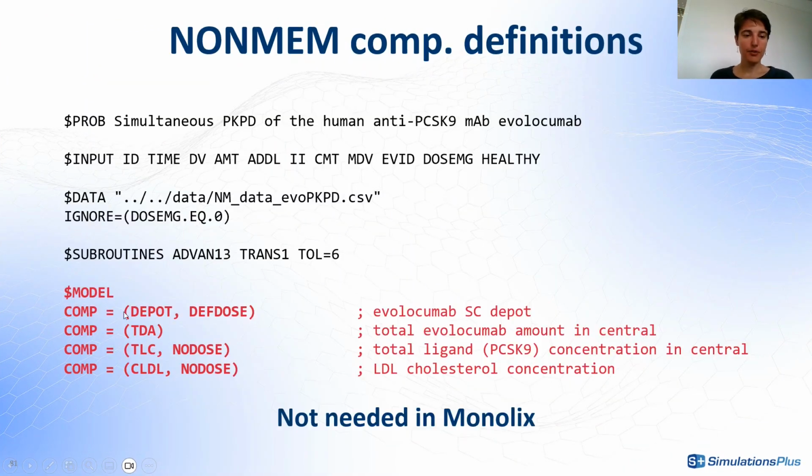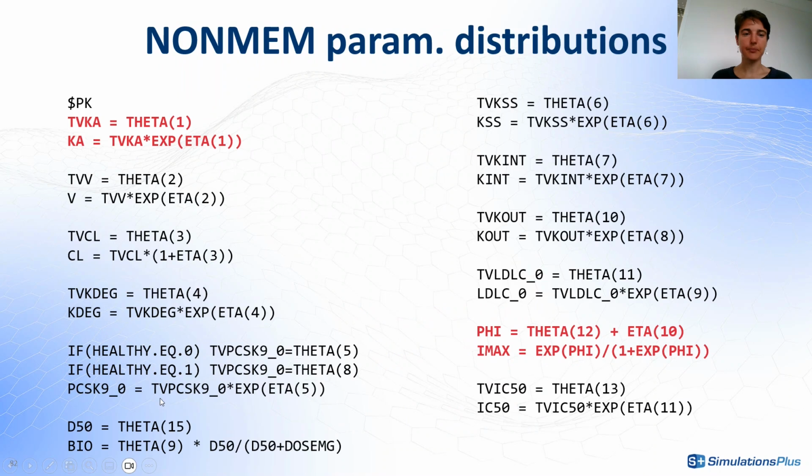Then the next part of this beginning of the NONMEM control stream is the definition of the different compartments, and actually this is not needed at all in Monolix. We work with ODE variables, and there is no need to define the compartments in addition. So this can be just skipped completely.